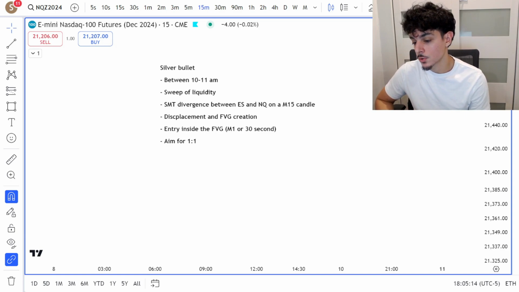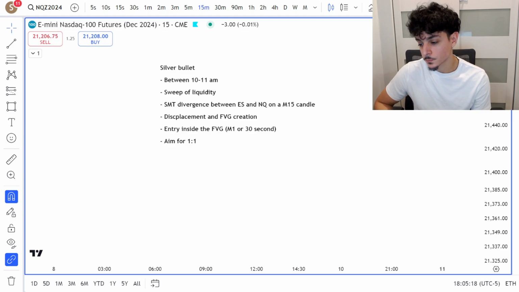What's up guys, today I'm going to show you how you should play the ICT Silver Bullet between 10 and 11 a.m. I had a really hard time playing this model in my previous days, and here are the conditions that I made for myself in order to have a higher win rate and see some success with this model.